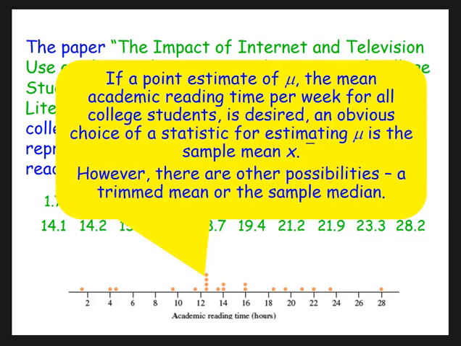If the point estimate of mu, the population mean, for the mean of the academic reading time per week for all college students is desired, an obvious choice of statistic for estimating mu would be the sample mean, x bar. That bar got a little off center, it should be right over the x like that. However, there are other possibilities. A trimmed mean or a sample median could also be used. A trimmed mean, remember, you just remove any outliers and then calculate the mean. Or the sample median: if the data is truly normally distributed, the mean and median should be the same number.